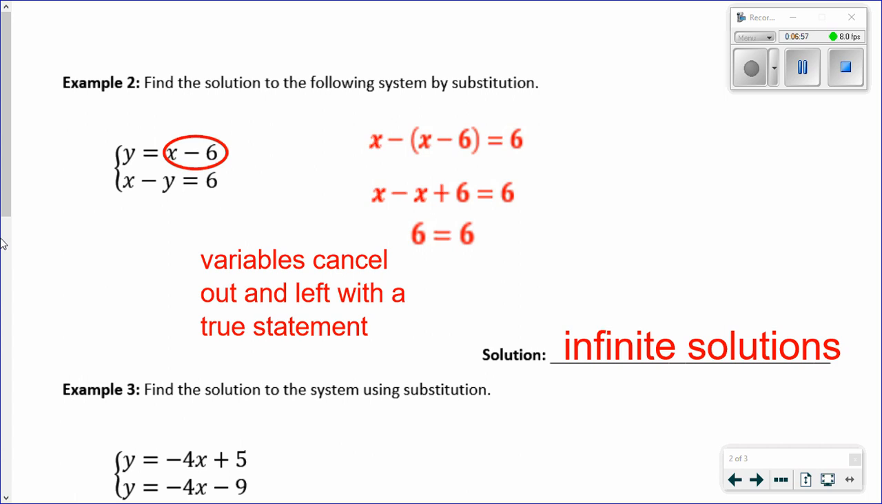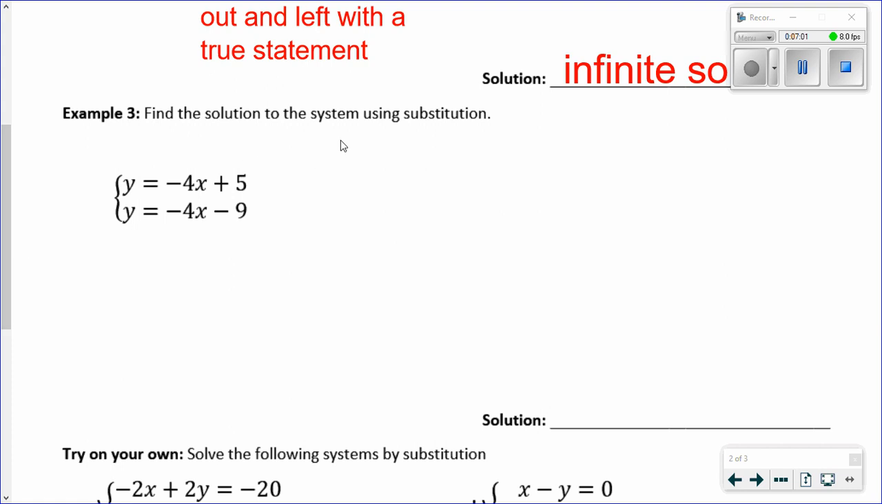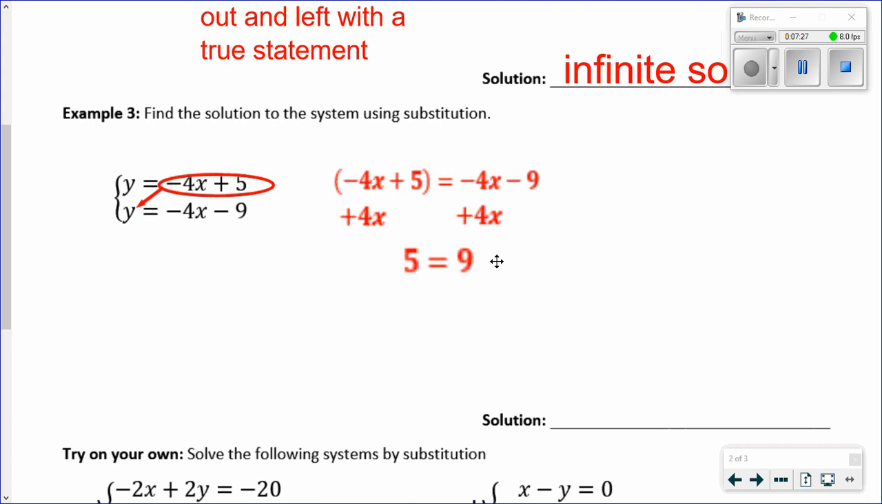Okay? Let's try example 3. We're going to find the solution to the system by substitution. So again, I need to isolate a variable. Here I have them both. I'm just going to go ahead and take this one and plug it in for the y here. So now I have -4x plus 5 equals -4x minus 9. I'm going to add 4x to both sides, and what I'm left with is 5 equals 9.